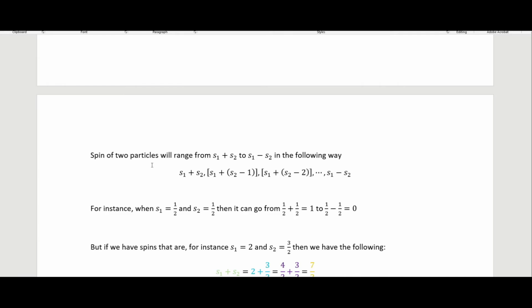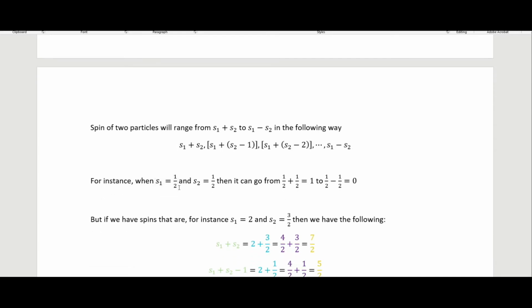So the spin of two particles will range from S1 plus S2 to S1 minus S2 the following way. So it goes from S1 plus S2 to S1 plus S2 minus 1 to S1 plus S2 minus 2, and so on and so forth, going down by an integer each time until you get to S1 minus S2. So for instance, S1 equals 1/2, S2 equals 1/2. It goes from 1/2 plus 1/2, which is 1, to 1/2 minus 1/2, which is 0.